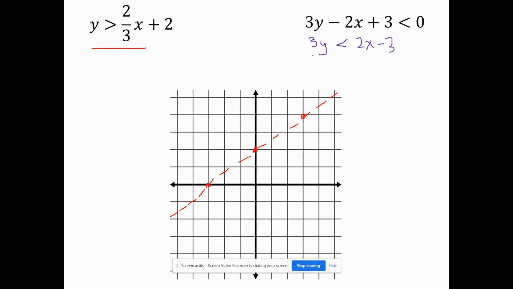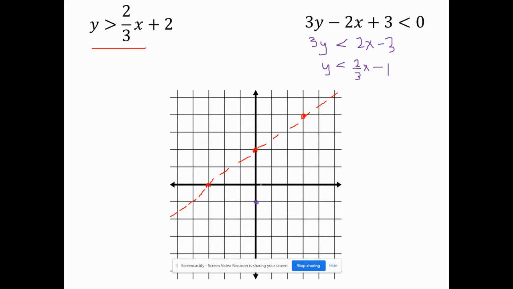And now I can divide both sides by 3, and I get 2/3 x, and then -3 divided by +3 is -1. So now I know the y-intercept is -1, and the slope is 2/3.